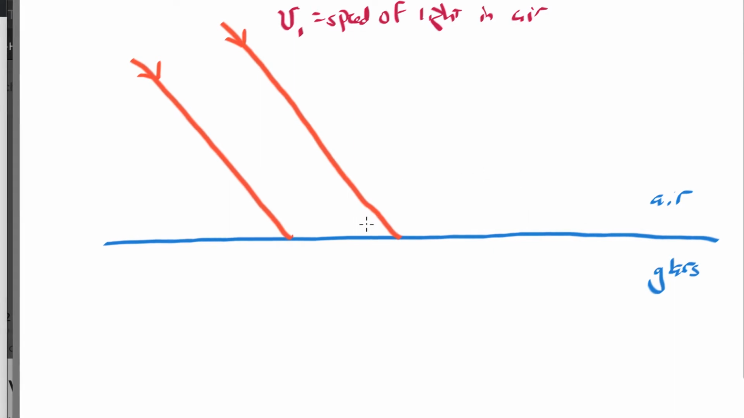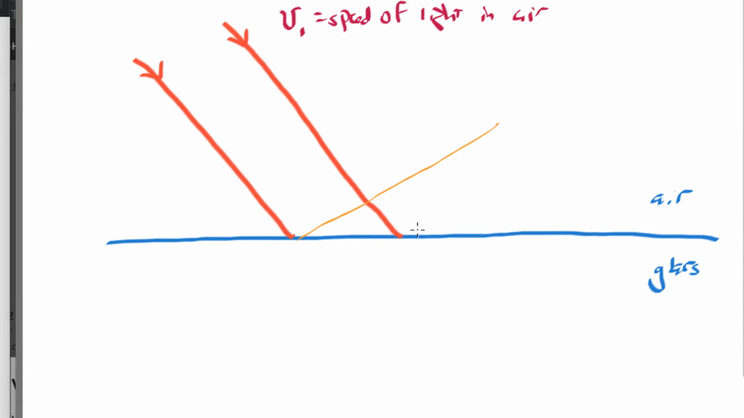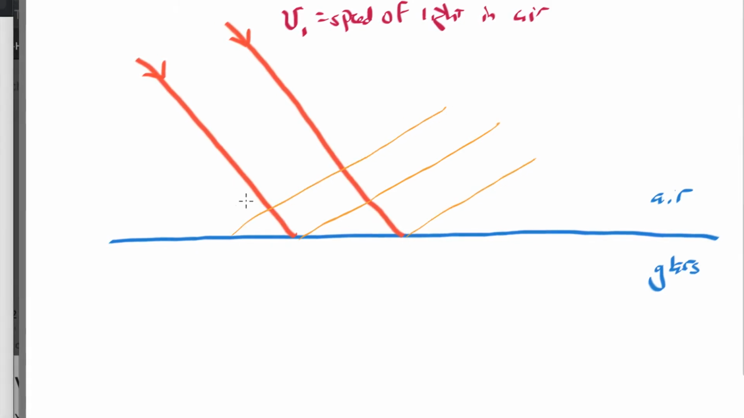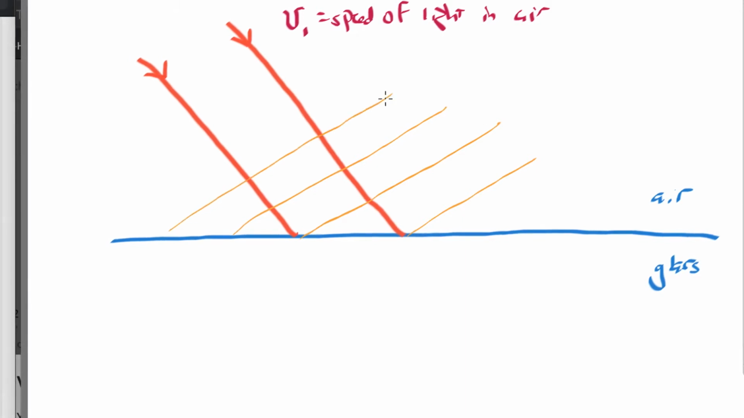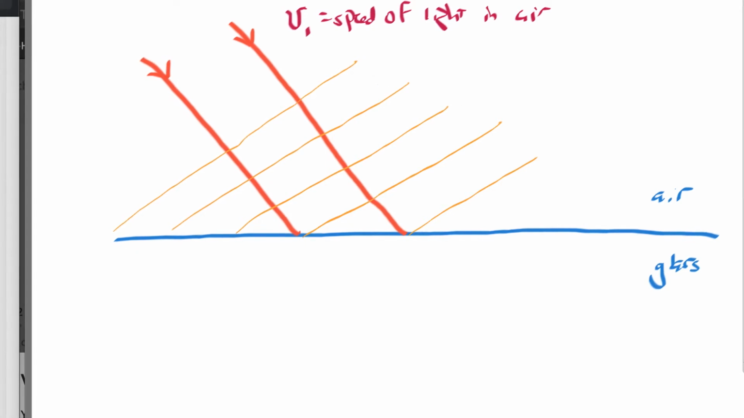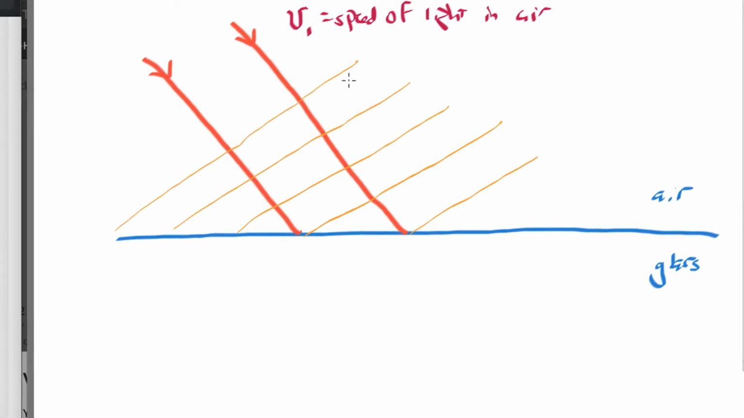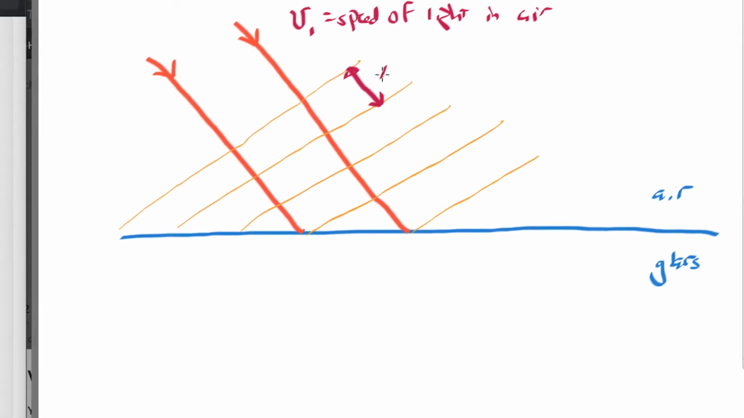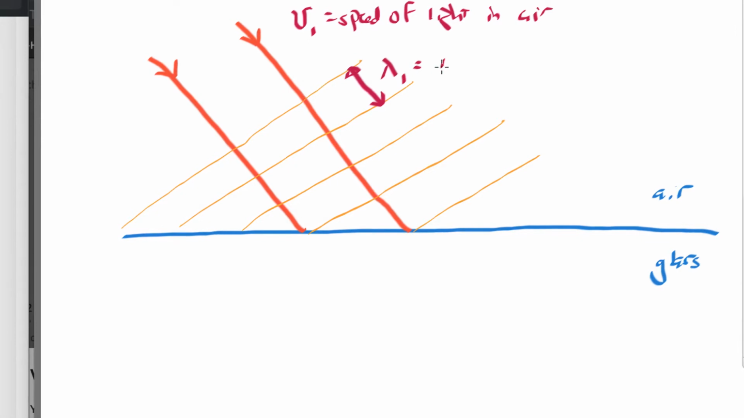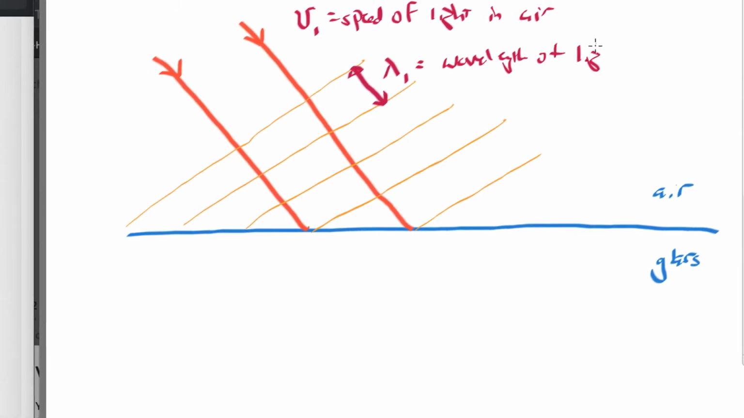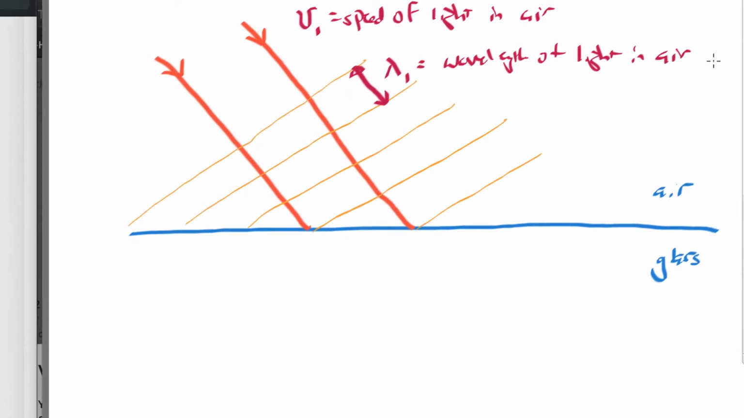And I'm going to draw a few of the wave fronts which are perpendicular to the ray propagation direction. So think about these as the regions where the ether is compressed. Okay, and just so we're sure about this, let me draw here. This is the wavelength, lambda 1 is the wavelength of the light in the air.